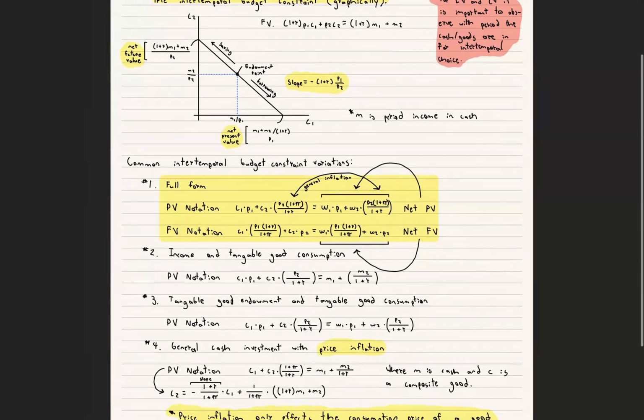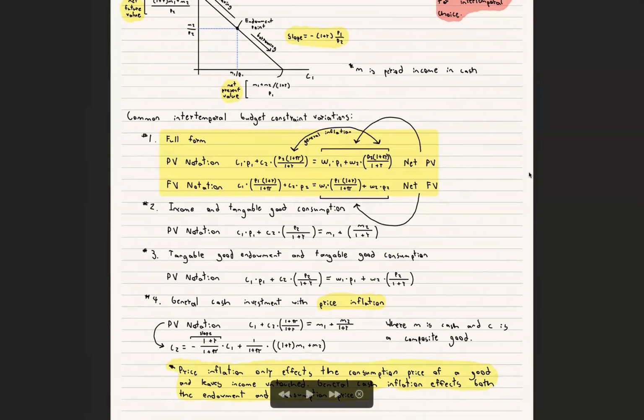And we've got more formulas here for you all. So, common intertemporal budget constraint variations. We have the full form for present value notation, future value notation. We've got the case for income and tangible good consumption, the case for tangible good endowment and tangible good consumption. And then the last case for general cash investment with price inflation.